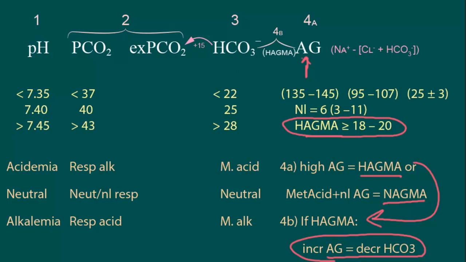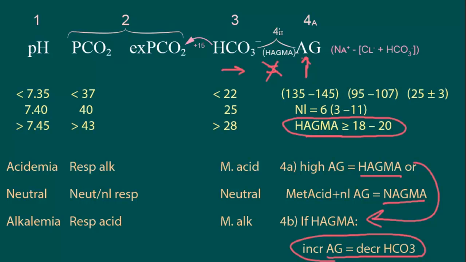Conversely, what if you have a high anion gap and your bicarb is, say, 22? It's in the normal range. What does that mean? So your bicarb is not as low as you would be expecting. So there must be a metabolic alkalosis going on. And that's all there is to it.